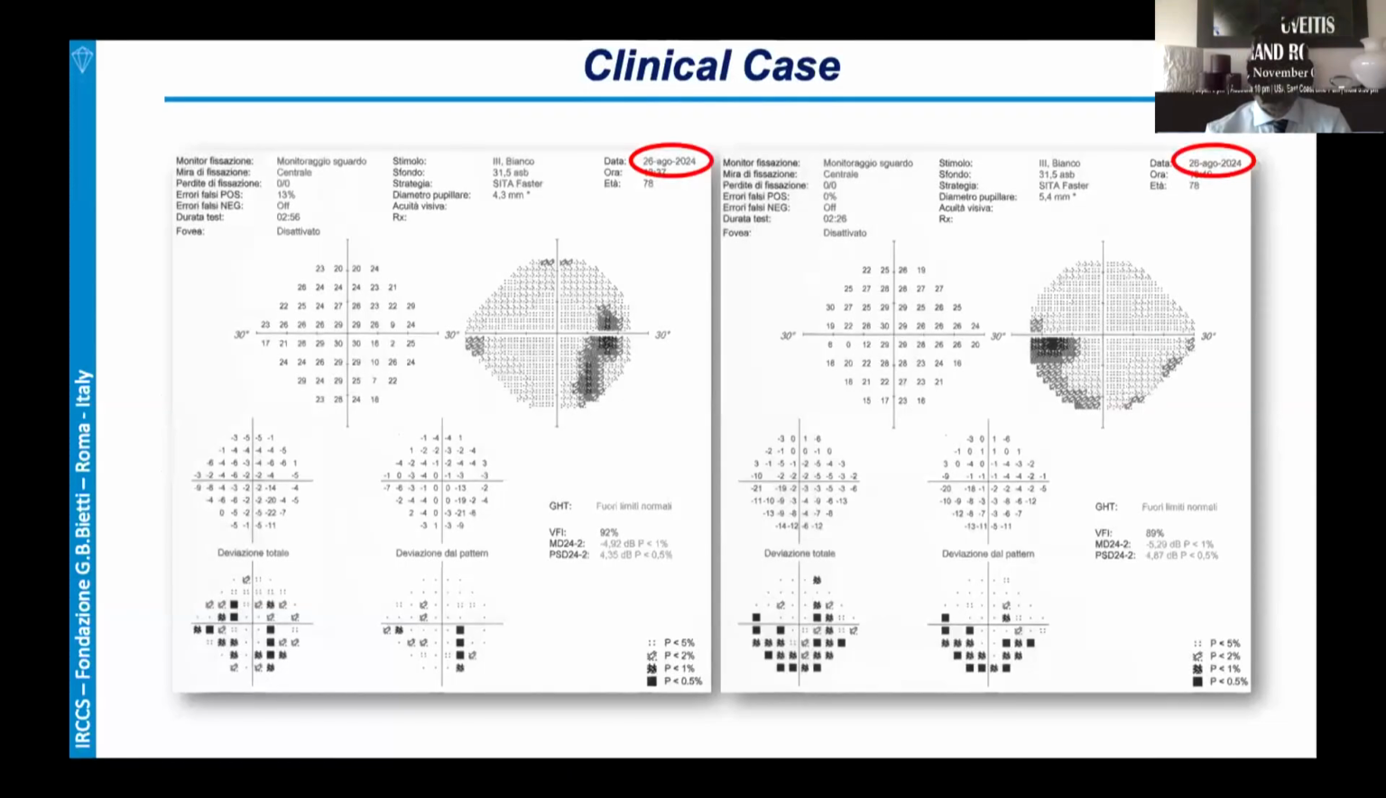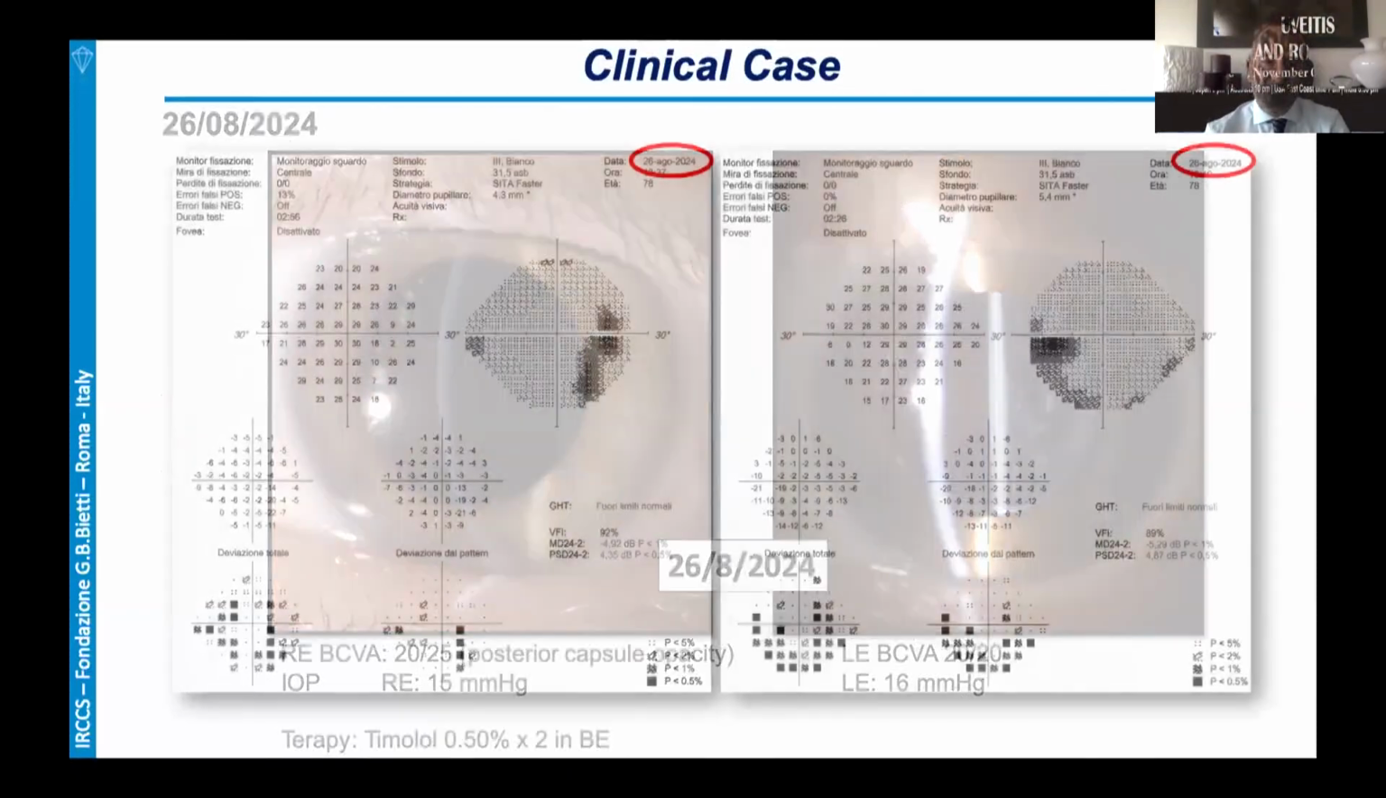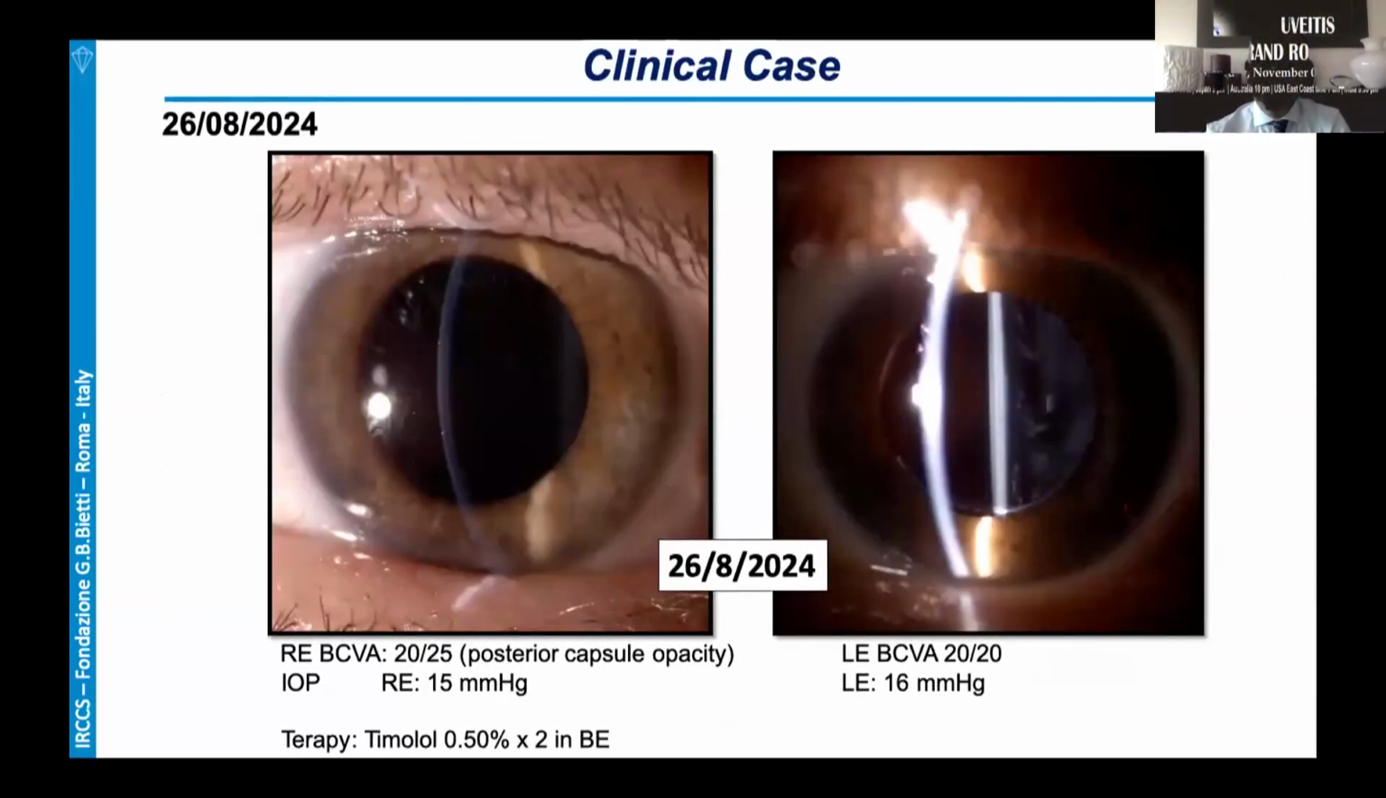And this is the last time we saw the patient, a few months ago in August. So you can see here the visual field, that is not too bad for a patient with a history of 50 years of glaucoma. And this is the anterior segment of both eyes. The visual acuity of the right eye is 20/25 with a posterior capsule opacity, so visual acuity could also be better than this, and 20/20 in the other eye.